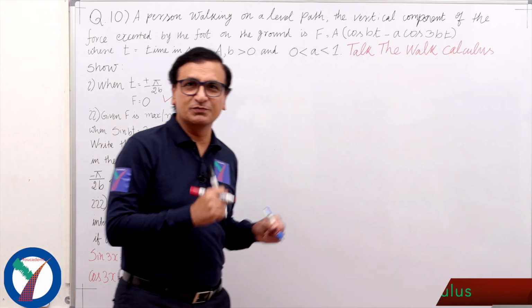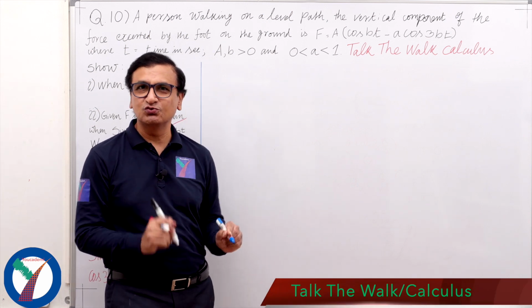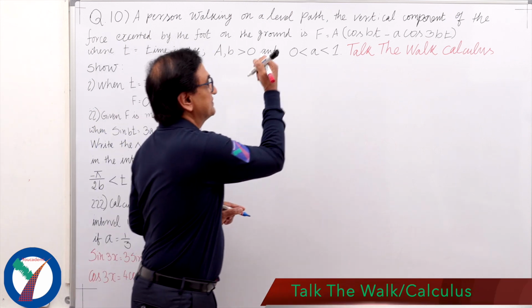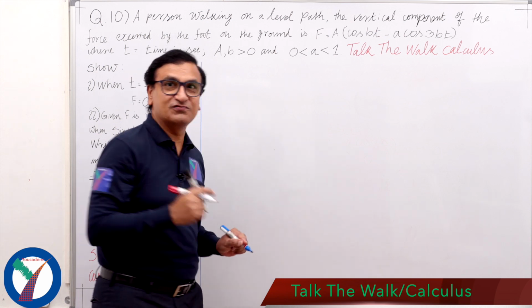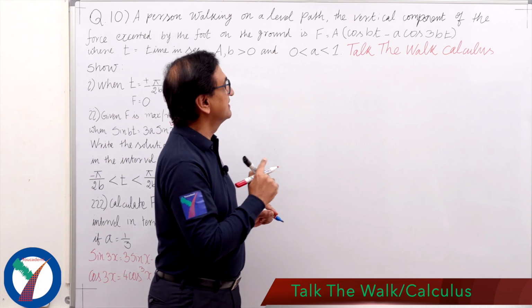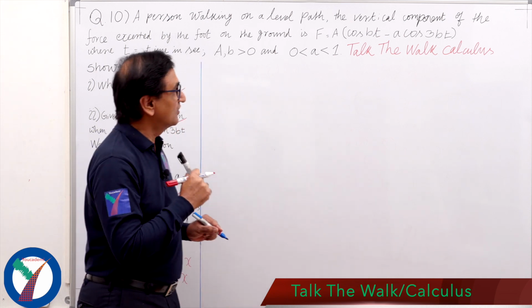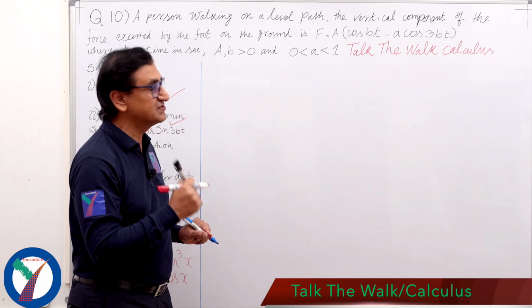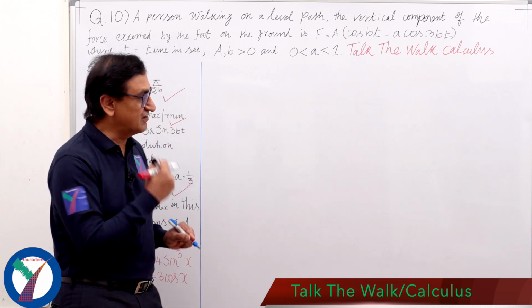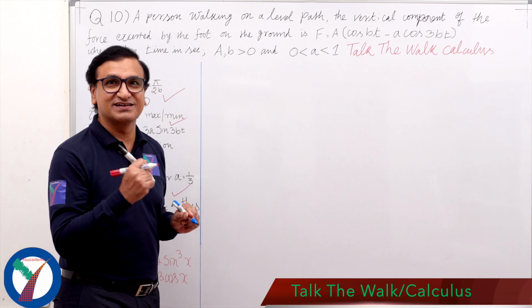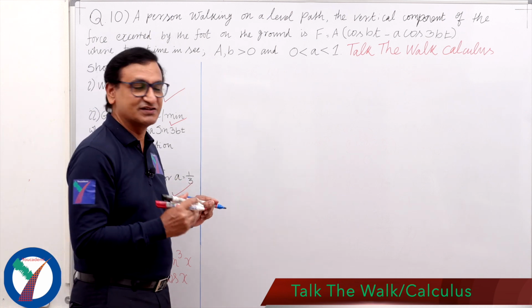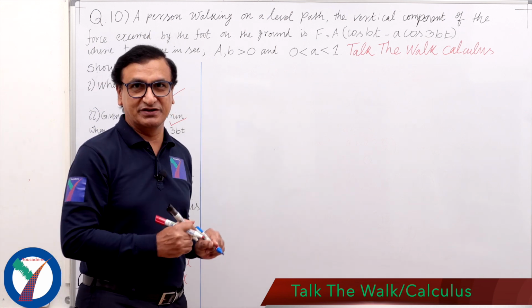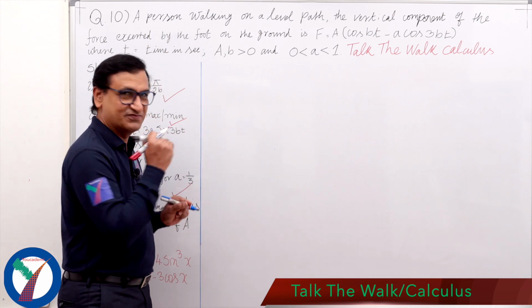Okay, now before we proceed, I would like to show you the graph of our force F. That is the graph of the equation F equals capital A multiplied by cos bt minus a cos 3bt. We have seen this graph before. I am going to show it to you again, in the interval minus pi by 2 to plus pi by 2. And here it is. This is the graph.